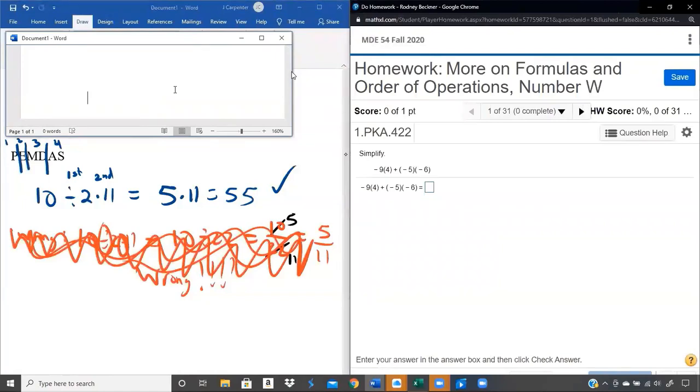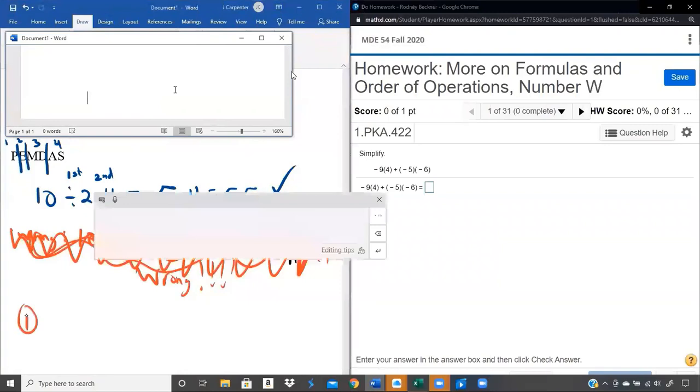Now, yes, that could have been written as minus and then 5 times negative 6. But, I trailed off. But there's a lot of different ways this could be written. That's not the point of this. All right, so let's get to it. Number one.